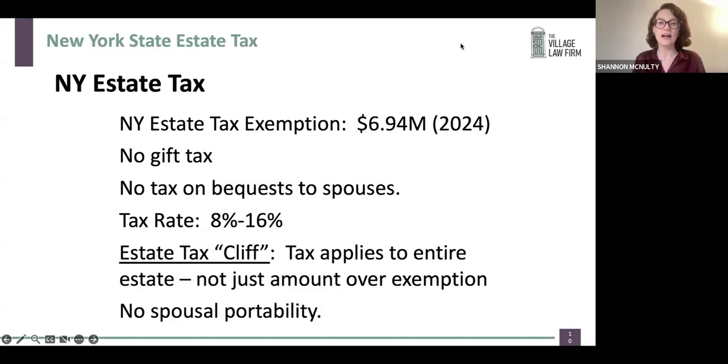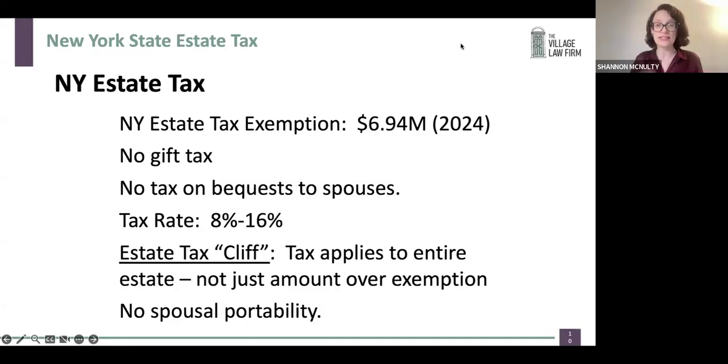And importantly, for New York, we have what is called an estate tax cliff, sometimes we refer to it. That basically means that for the federal level, that 40% tax is only on the amount that exceeds your exemption amount. In New York, this 8 to 16% is going to be on your entire estate. So if you have an estate of, we'll say, $8 million, then that estate tax is going to be on that $8 million, not just on that 1.06 million that's over the estate tax exemption.